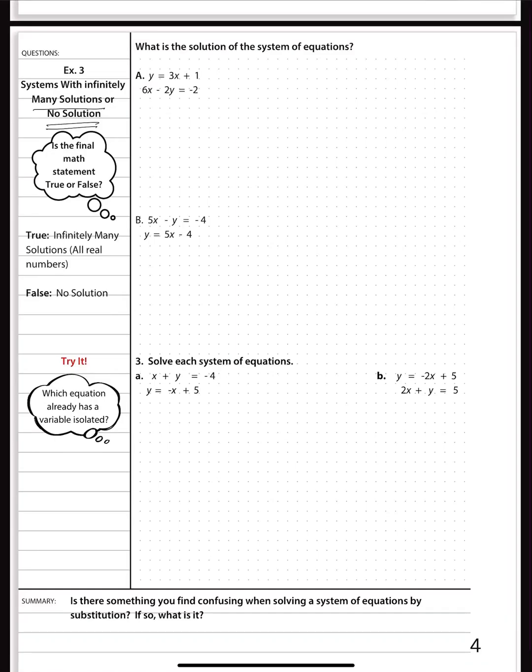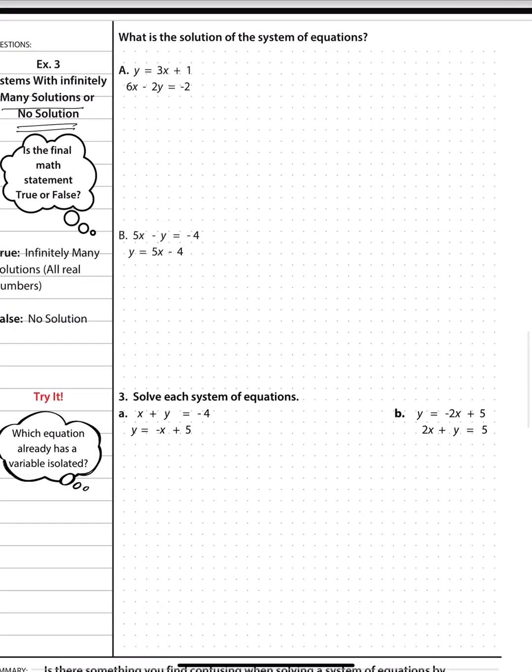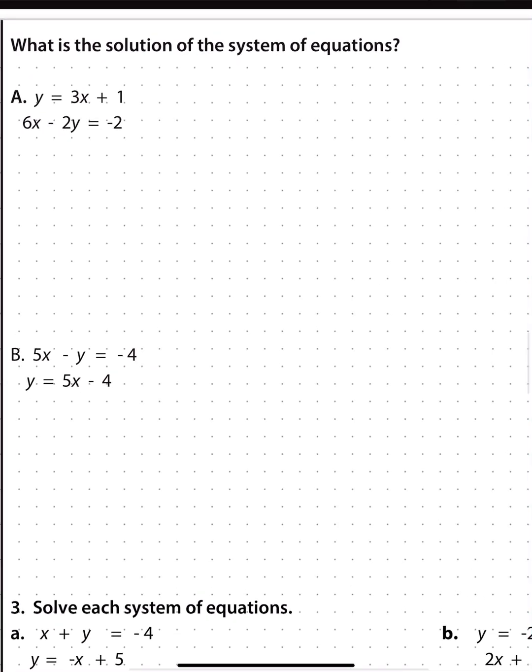Okay, this is part 3 of the 4-2 solving systems of equations by substitution notes. In this example, we're going to look at systems of equations with infinitely many solutions or no solution. So let's look at example A. What is a solution to the system of equations?